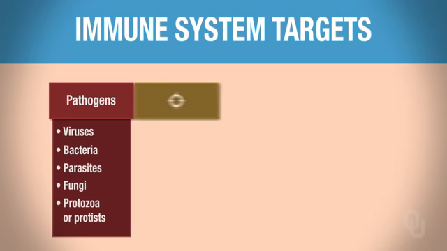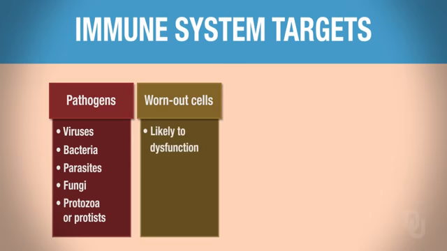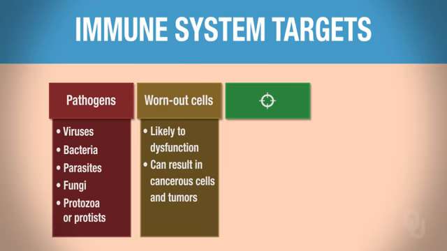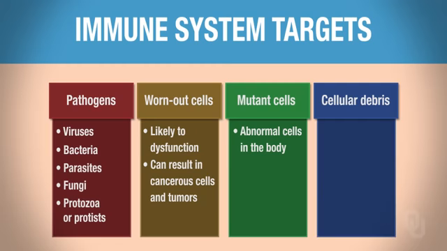Now, there are also other targets for your immune system. So worn out cells. As cells in our body start to wear out and die, they are now targets for the immune system, because when a cell is wearing out and dying, it's more likely to start dysfunctioning and can result in cancerous cells, can cause tumors and all sorts of things. So you want to kill the worn out, dying cells. The other thing that the immune system is going to target are mutant cells. These are abnormal cells in the body, and then also cellular debris. So when you think about cellular debris, think in terms of if you're going to break down a cell, the debris that's associated with that cell once it's broken down.